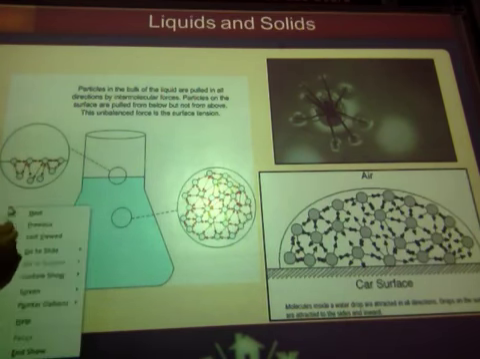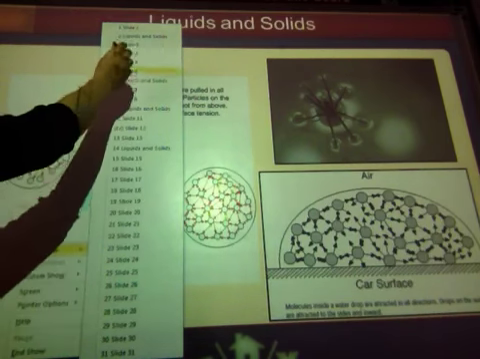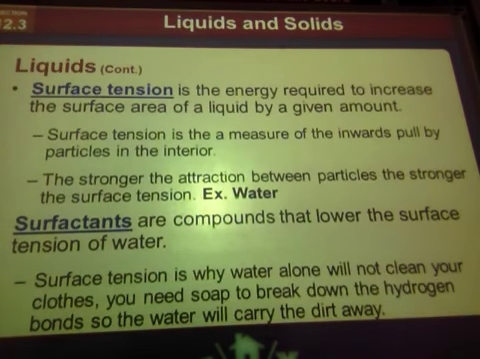So let me go back to our last slide. Okay, so surface tension is just a measure of this inwards pull by particles in the interior of that liquid, or in the middle of that liquid. The stronger the attraction between particles, the stronger the surface tension. So water is a fantastic example: you have really strong hydrogen bonds interacting between each water molecule, and so it's going to exhibit a really strong surface tension.